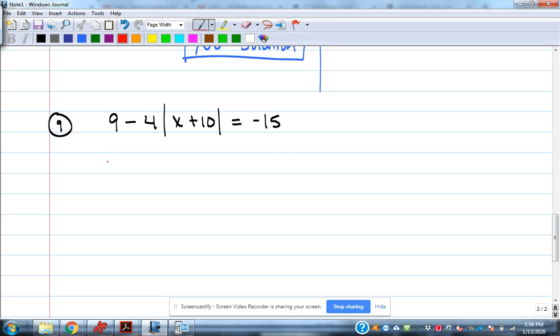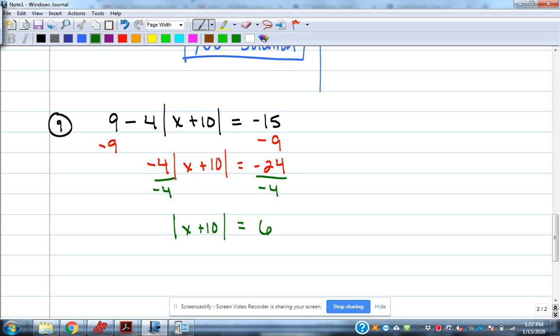That's the most common mistake that I see with this problem. Be careful of that. So subtracting 9 is the right step. And there we get the negative 4 times the absolute value of x plus 10 equals negative 24. And now we can divide by that negative 4, which works out a little cleaner.